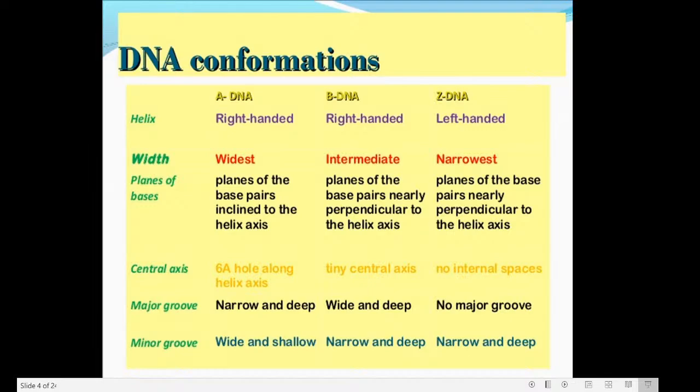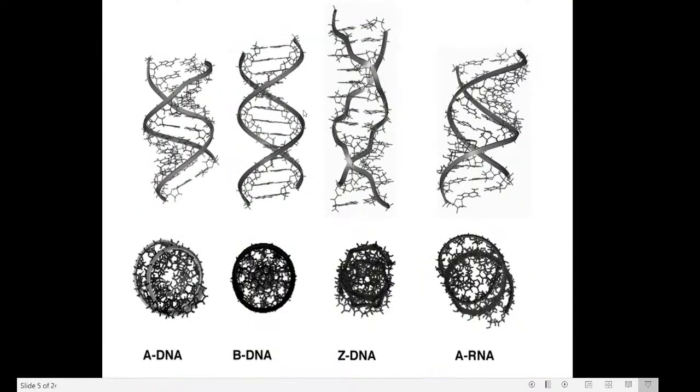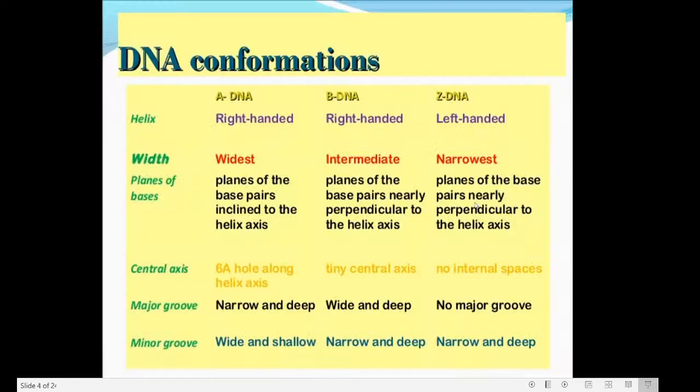So only I mentioned here. Okay, A is a right-handed DNA. Here you can see the direction of this spiral formation, that helix formation, is right-handed. You can see here it's a right-handed direction, so only it has the right-handed structure. It's called the A DNA.